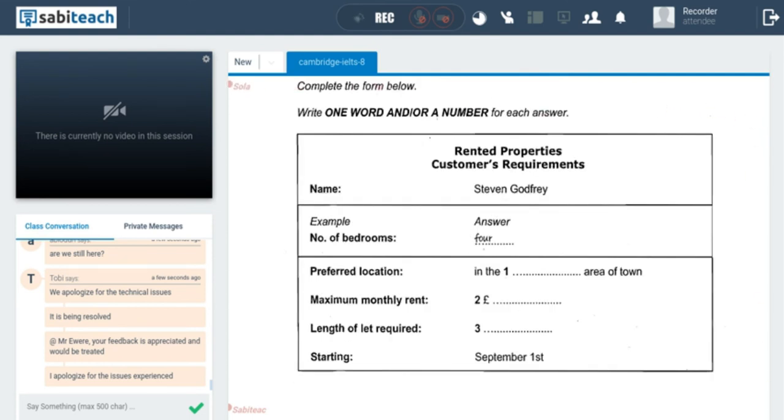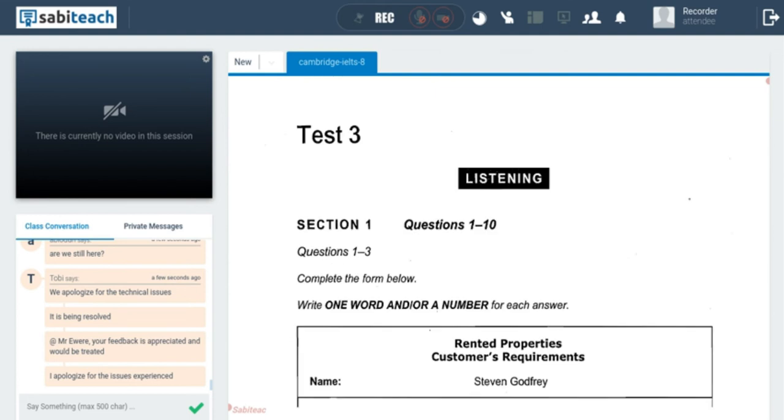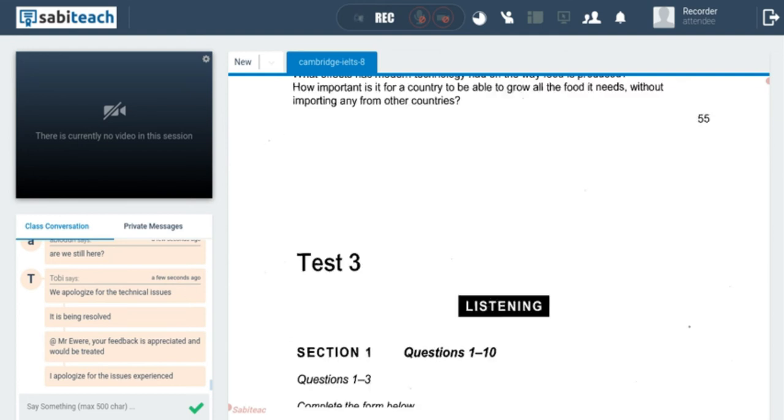Just a minute. I'll be playing right now the first recording. So, but I'll play briefly, after which I'll stop it. I want to be sure that you can hear the audio.